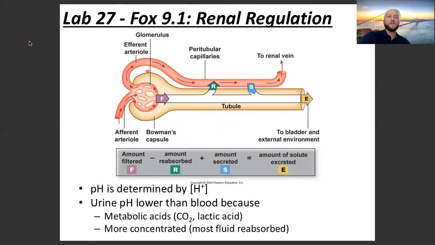So pH. The kidneys help maintain a proper pH within our bodies. pH is determined by hydrogen ion concentrations. Urine pH is lower than blood because of metabolic acids. So CO2 and lactic acid in our blood make it a little more acidic. And urine is more concentrated. Most fluid gets reabsorbed, so it leaves the solutes within the tubule system.